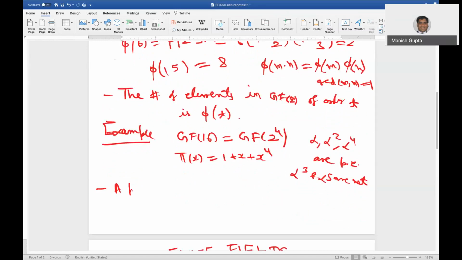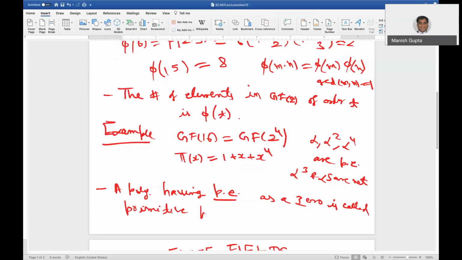A polynomial having a primitive element as a zero or root is called a primitive polynomial. Okay. A polynomial having a primitive element as a zero or root is called a primitive polynomial.